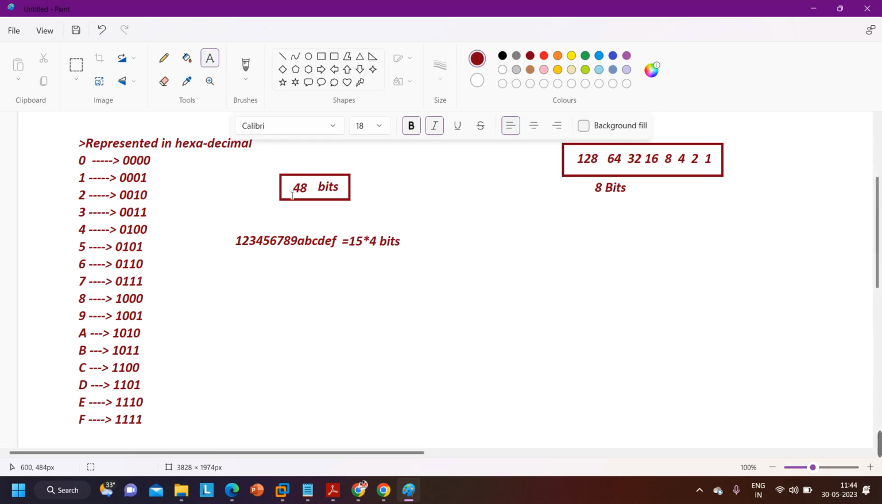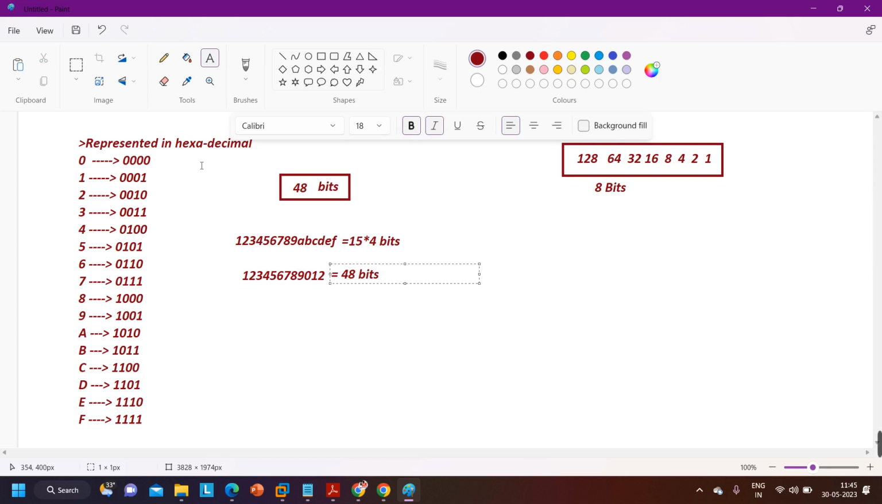In the same way, if we have an address of 48 bits represented in hexadecimal, how many characters are required? You will divide 48 by 4. Let's say we have an address with only 12 characters: 1, 2, 3, 4, 5, 6, 7, 8, 9, 0, 1, 2. So there are 12 characters, each character carries 4 bits. That means it is a 48-bit address. Am I right? Now is it clear?